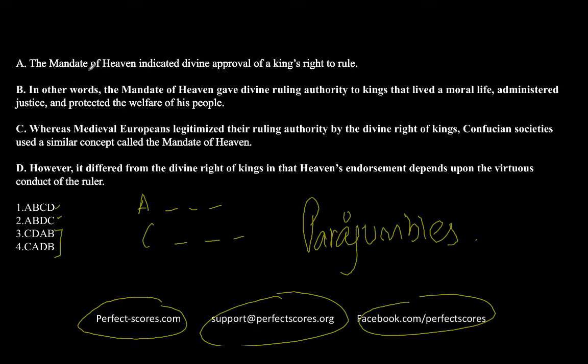A. The mandate of heaven indicated divine approval of a king's right to rule. B. In other words, the mandate of heaven gave divine ruling authority to kings that lived a moral life, administered justice, and protected the welfare of his people. C. Whereas medieval Europeans legitimized their ruling authority by the divine right of kings, Confucian societies used a similar concept called the mandate of heaven.